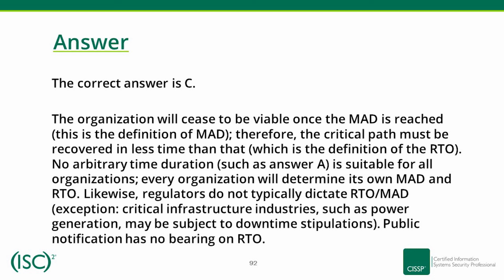The organization will cease to be viable once the MAD is reached. This is the definition of MAD. Therefore, the critical path must be recovered in less time than that, which is the definition of the RTO. No arbitrary time duration, such as answer A, is suitable for all organizations. Every organization will determine its own MAD and RTO. Likewise, regulators do not typically dictate RTO/MAD. Exception: critical infrastructure industries, such as power generation, may be subject to downtime stipulations. Public notification has no bearing on RTO.